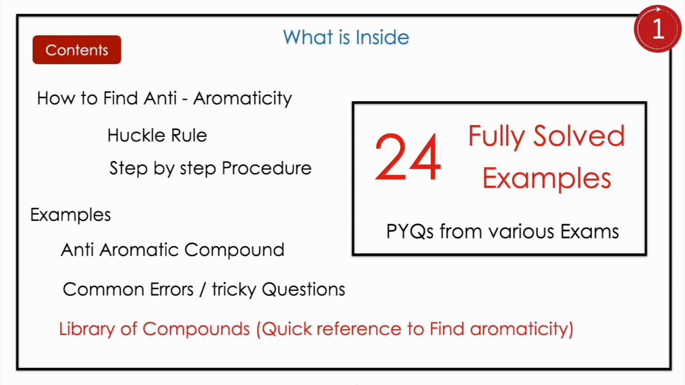What is inside this video? First, we will see what is anti-aromaticity and Huckel rule, a step-by-step procedure to identify anti-aromaticity, and examples of anti-aromatic compounds, common errors and tricky questions, and a library of compounds. The library helps you to establish your own understanding. More importantly, we are going to solve 24 examples from various examinations. It will be very interesting. Stay tuned.